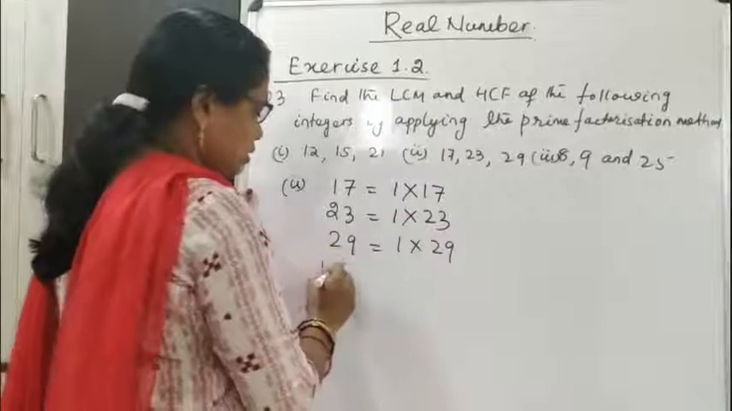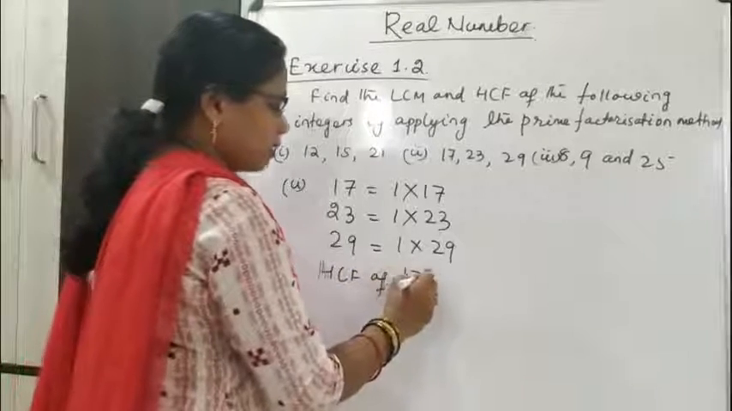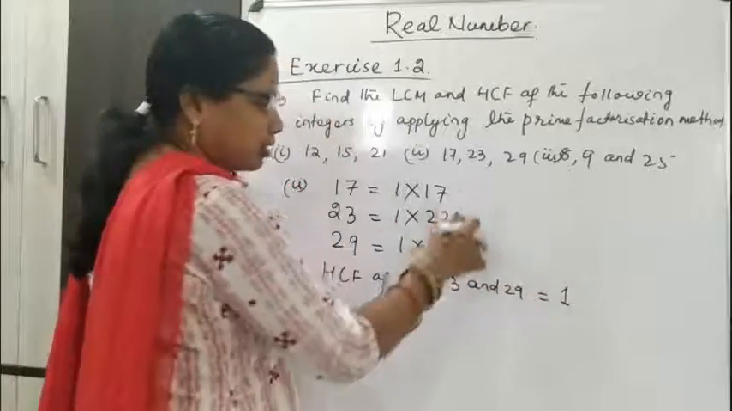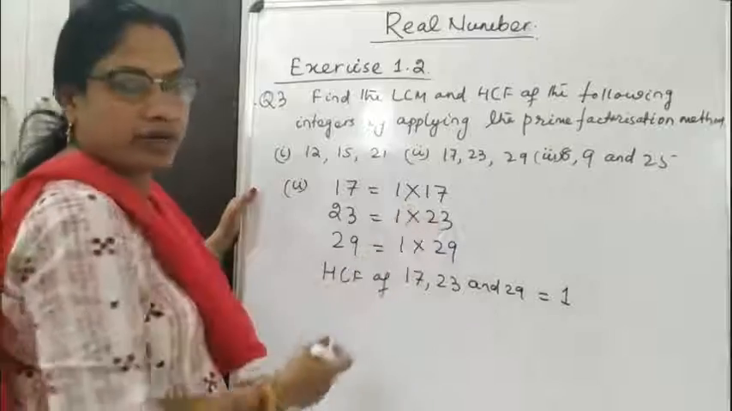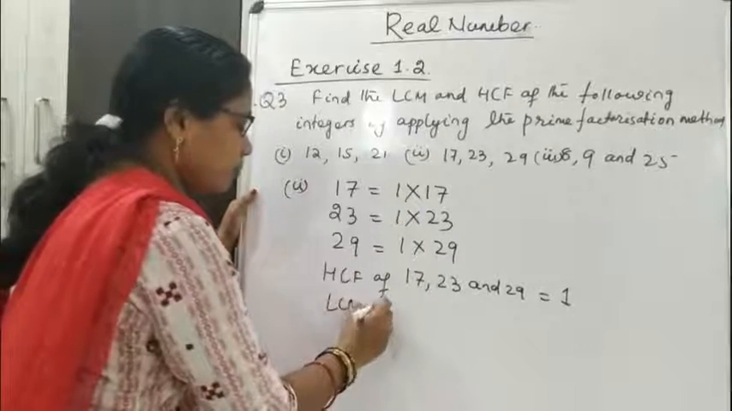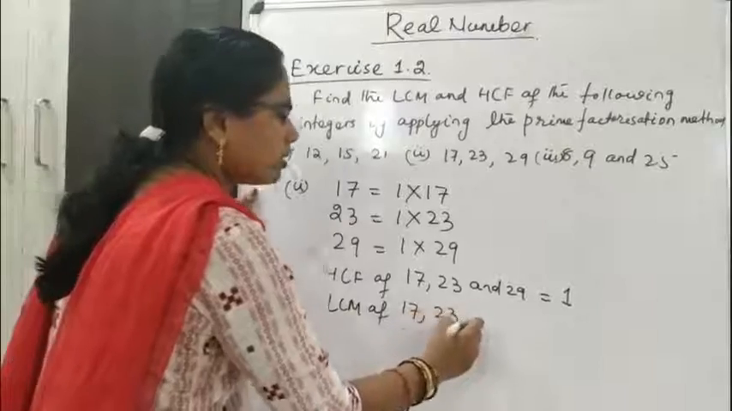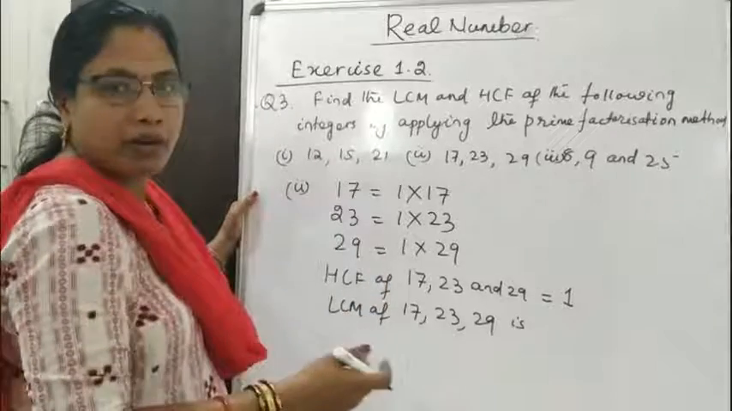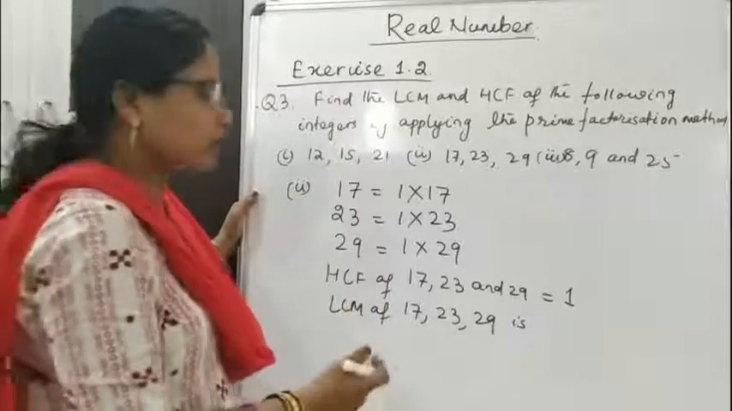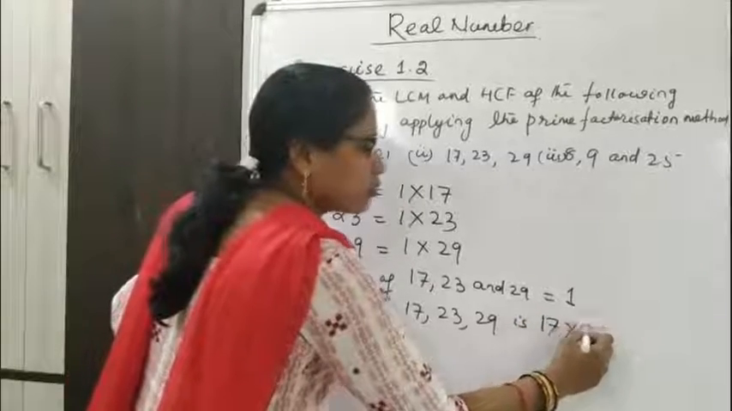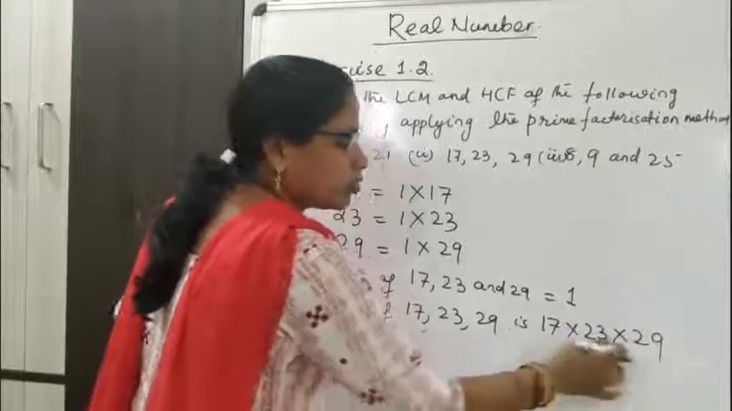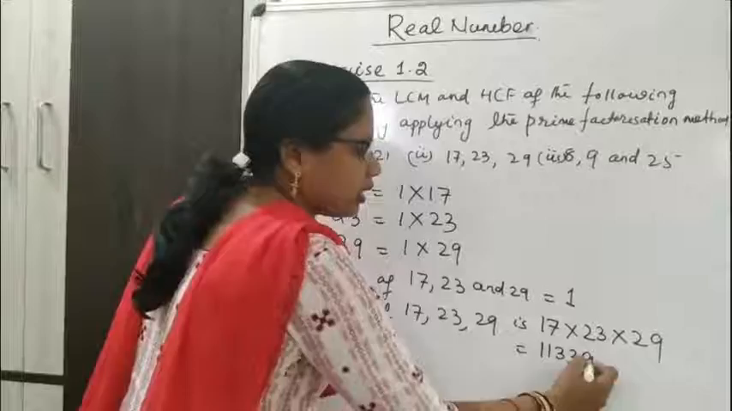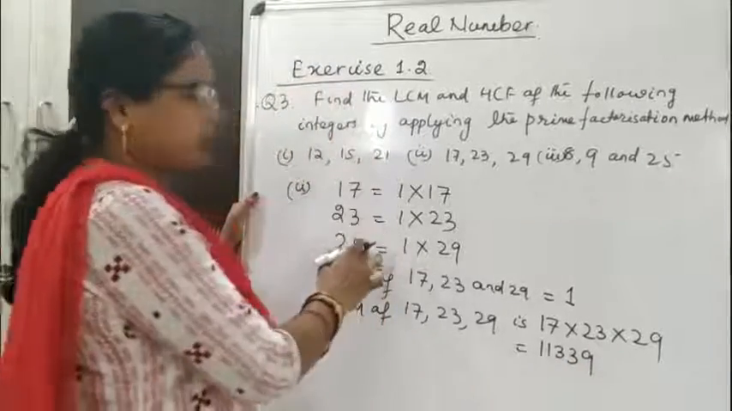So the HCF of 17, 23 and 29 is 1, because there are no common factors in their factorization. The LCM of 17, 23 and 29 is the product of the three numbers. In the case of prime numbers, the LCM is equal to the product of the numbers, that is 17 into 23 into 29. If you multiply these three numbers, you will get 11339. So this is the LCM of 17, 23 and 29.